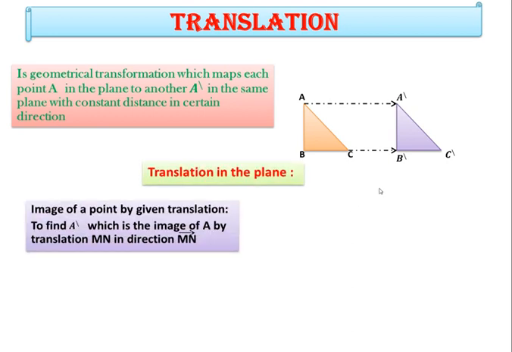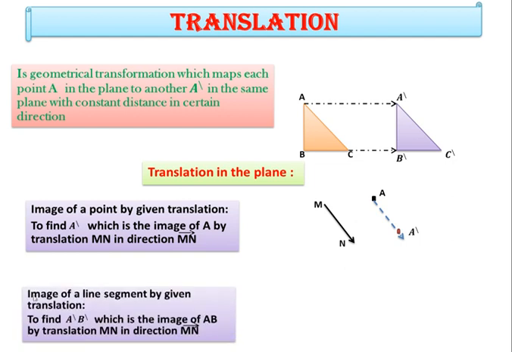Translation in the plane. First, to get the image of a point by a given translation, we find A dash, which is the image of A by translation MN in direction MN, from M to N. We have the point A, and we keep this direction from the point A. Its image in this direction will be A dash.